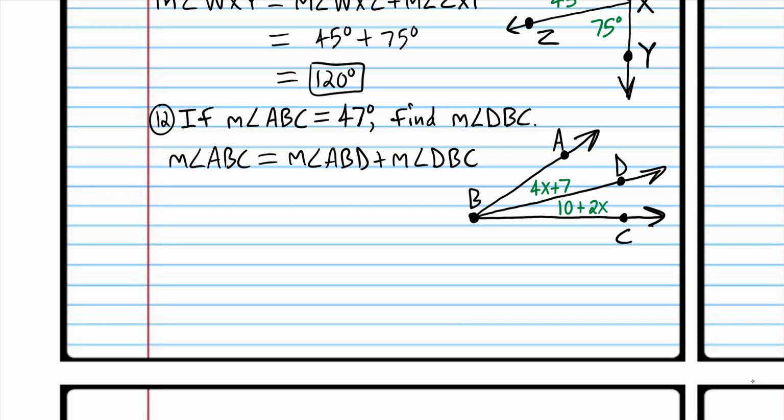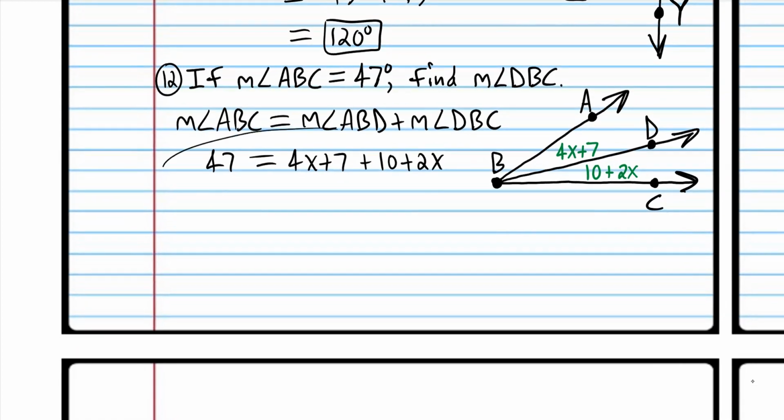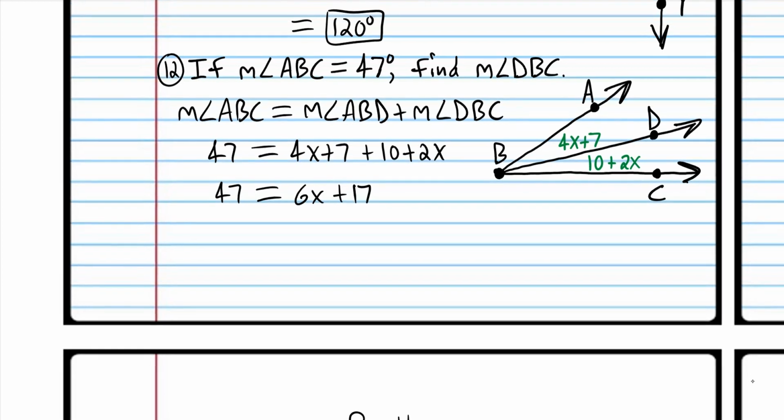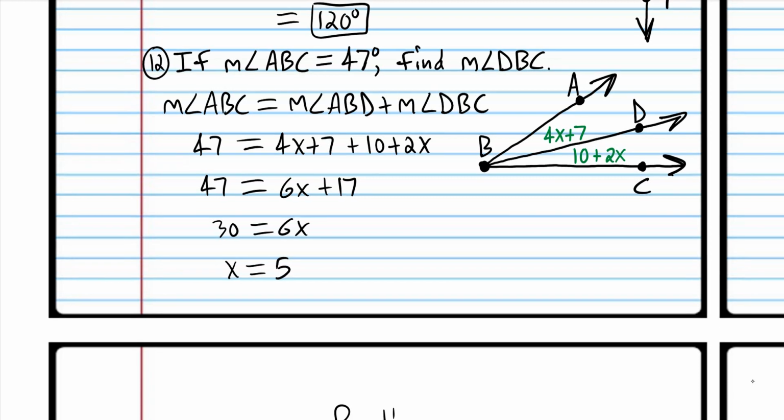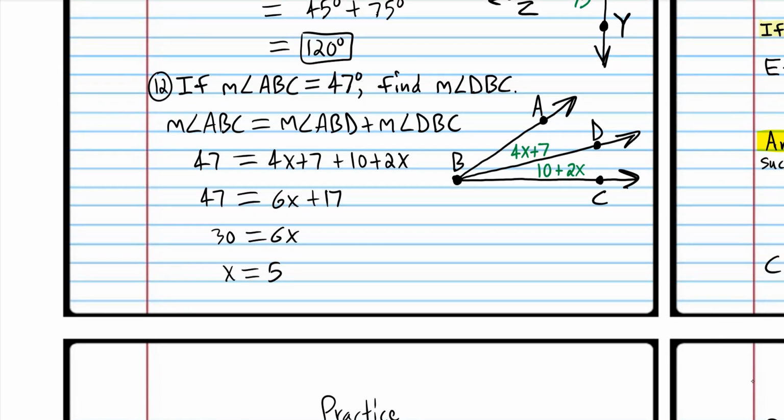Now they told us that the measure of the entire angle is 47 degrees. That's measure of angle ABC. And we know the measure of angle ABD is 4x plus 7. It says that in the diagram. And the measure of angle DBC is 10 plus 2x. So now we have an equation that we can use to find x. So 4x plus 2x is 6x, and 7 plus 10 is 17. Subtract 17 from both sides, divide both sides by 6, and we see that x is equal to 5. So we can consider that to be step 1 of the problem. Step 1 was to find x.